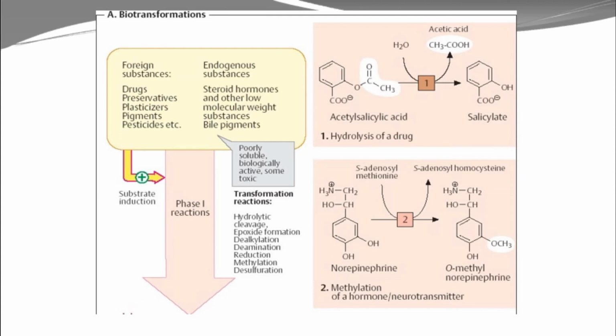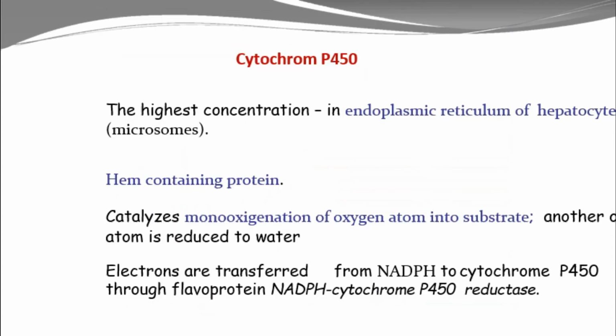Now, during phase 1, the major role is played by our cytochrome P450. These are a group of enzymes, and their higher concentration is found in the endoplasmic reticulum of the liver cells. They will mainly do catalysis of oxygen atom into substrates, and also will do oxidation. Electrons are transferred from NADPH to cytochrome P450 through the help of flavoprotein.